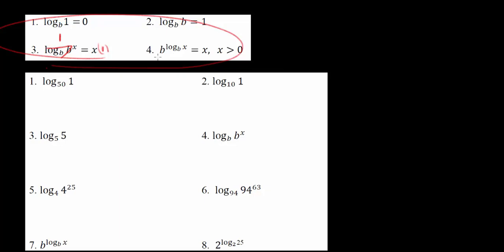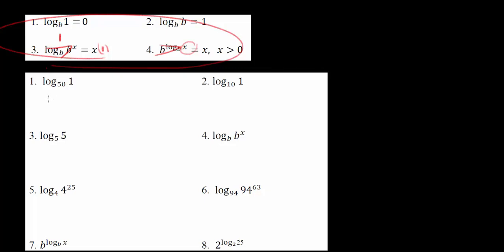Okay, and then when we have b raised to the power of the log of x base b, it will be x. That's easy to remember, because when you have a base that is the base of an exponential and it's raised to the power of a logarithm that has the same base, it all just goes away and you're left with x. So let's look at these examples.